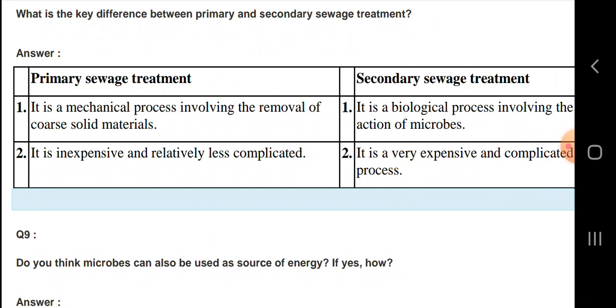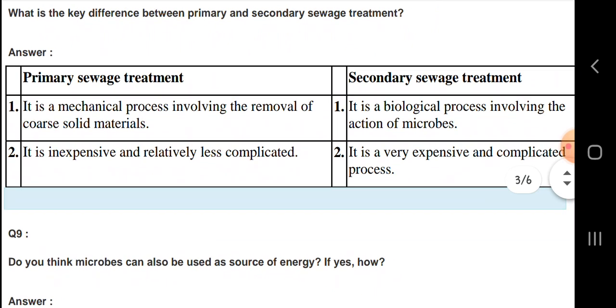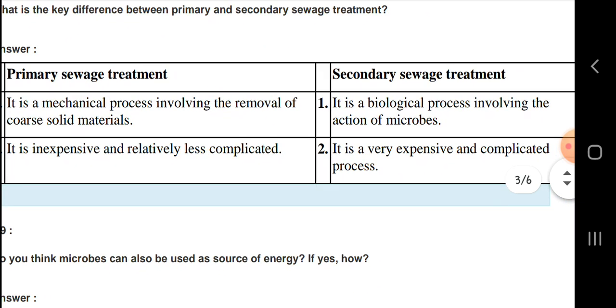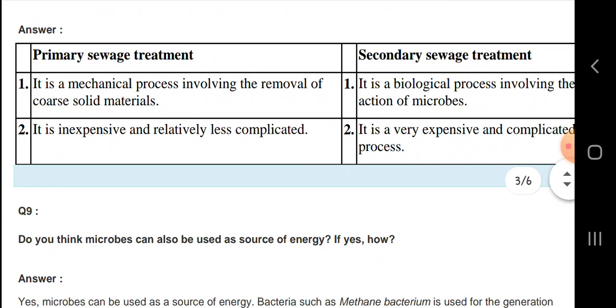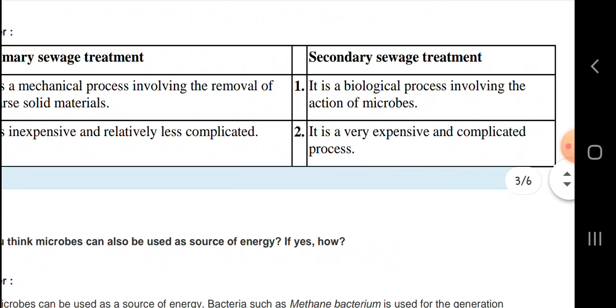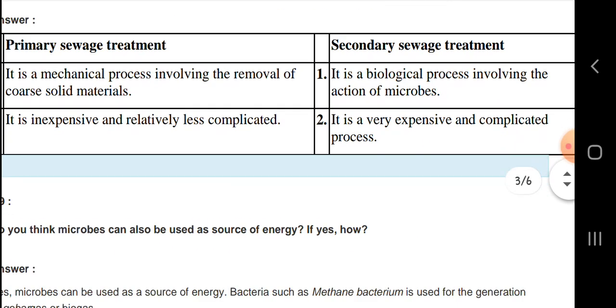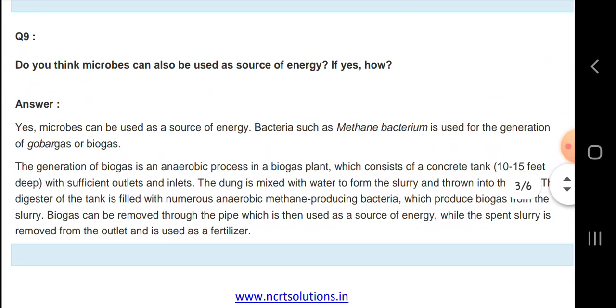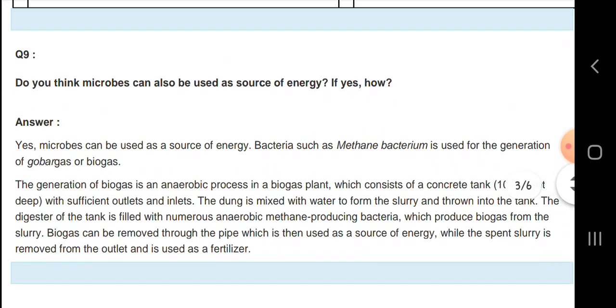Primary sewage treatment is the mechanical process involved in the removal of coarse solid materials from the sewage waste. And secondary sewage treatment is a biological process involving the action of microbes. Primary treatment is inexpensive and relatively less complicated, and secondary sewage treatment is a very expensive and complicated process.